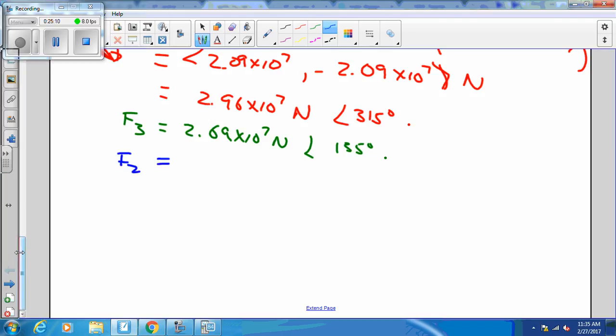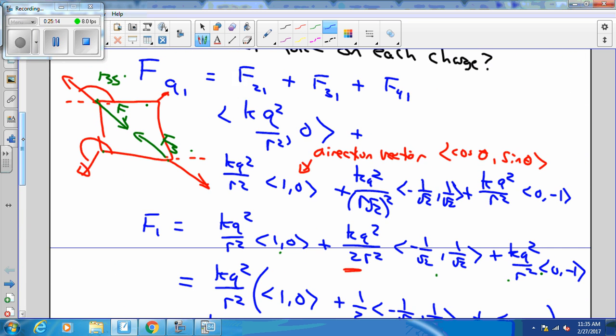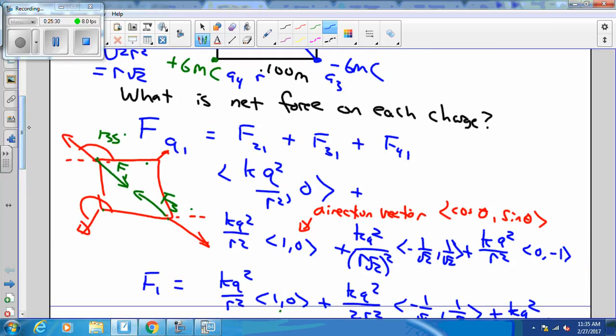But we have to be careful how we think about the directions here. Is the 209 times 10 to the 7 supposed to be 2.09? It's 2.09 times 10 to the 7. It's there, it's just messy. That's mine. Bad handwriting.